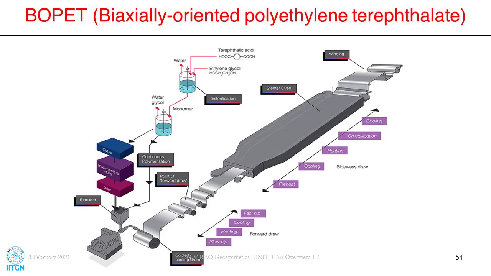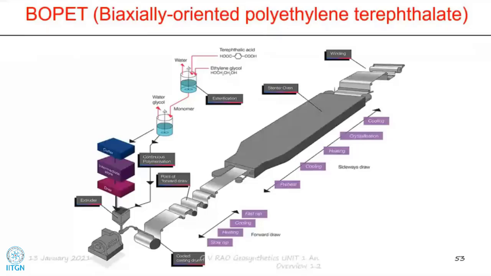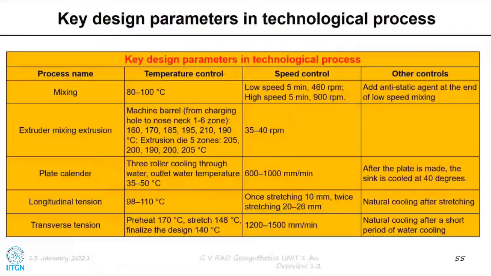So in this case, the sheet itself basically is strengthened in both directions. That is important. There is other information available now, which you don't have to mug up, but just understand. There is a temperature control in each one of them, which is obviously mixing, and then calendering, and longitudinal tension, and then transfer tension now.